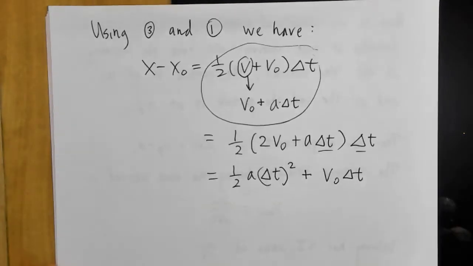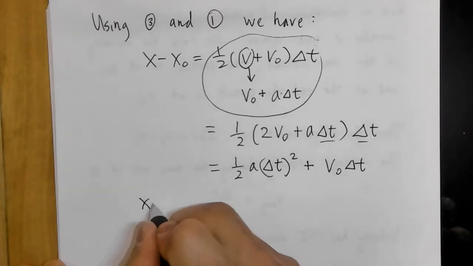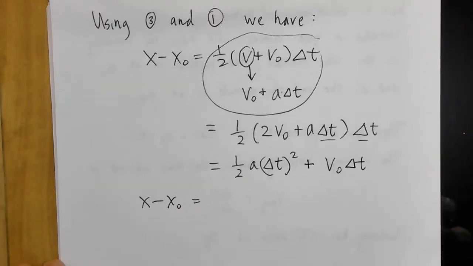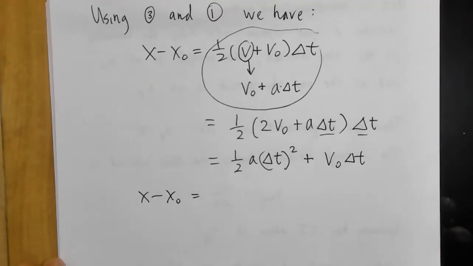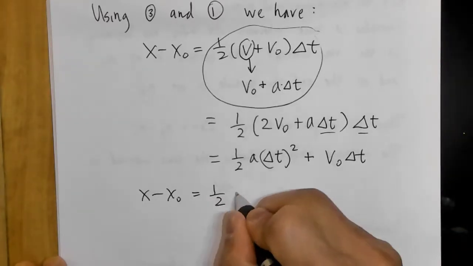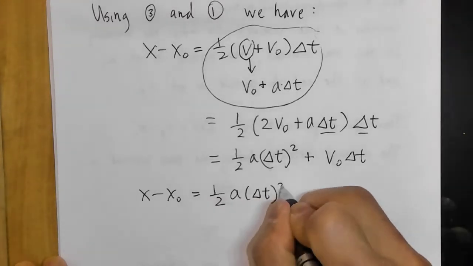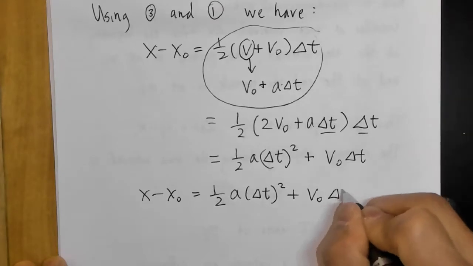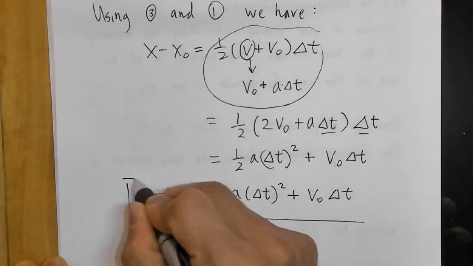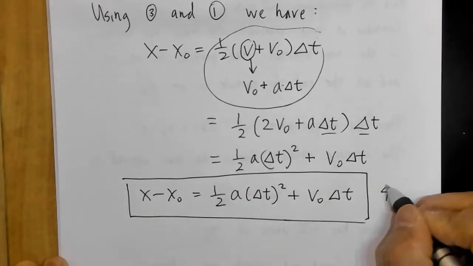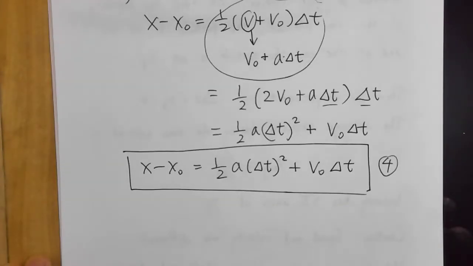Okay, so now we have this magic formula that's maybe the most used equation for a constant acceleration. You'll probably use this one more than any of the others. V0 delta t. So that is the derivation of this formula that you use a lot. Number 4. X minus x0 is equal to 1/2 a delta t squared plus v0 delta t.